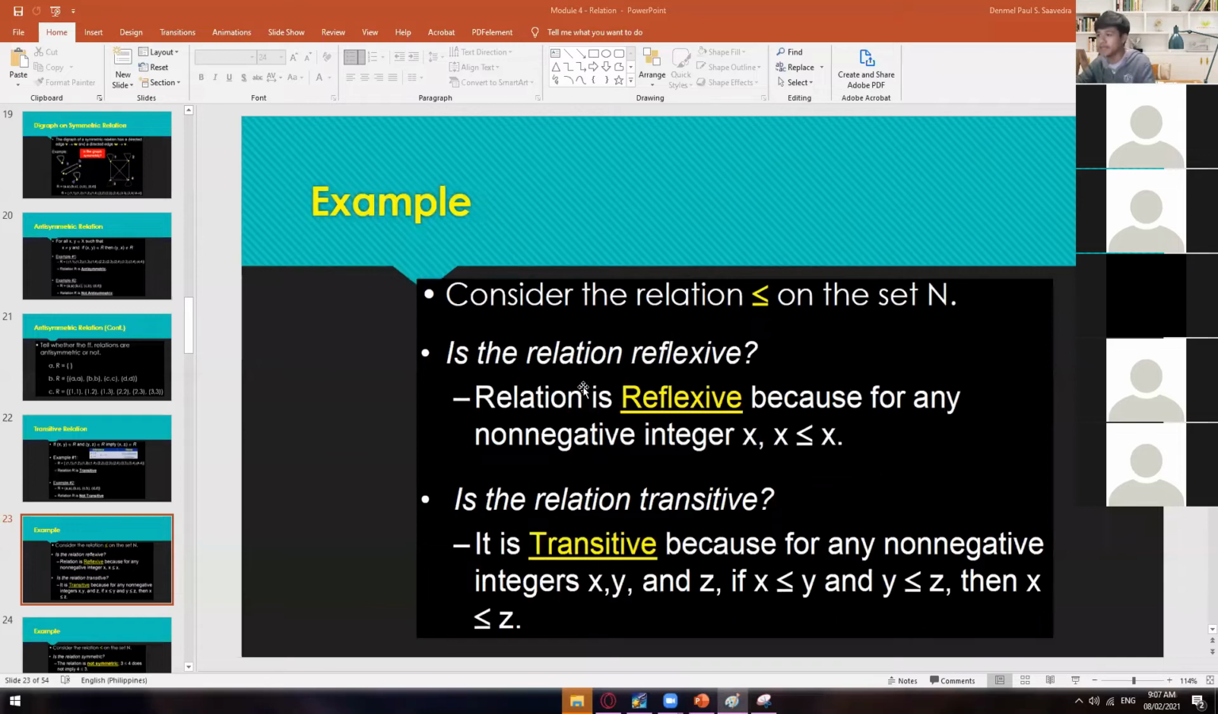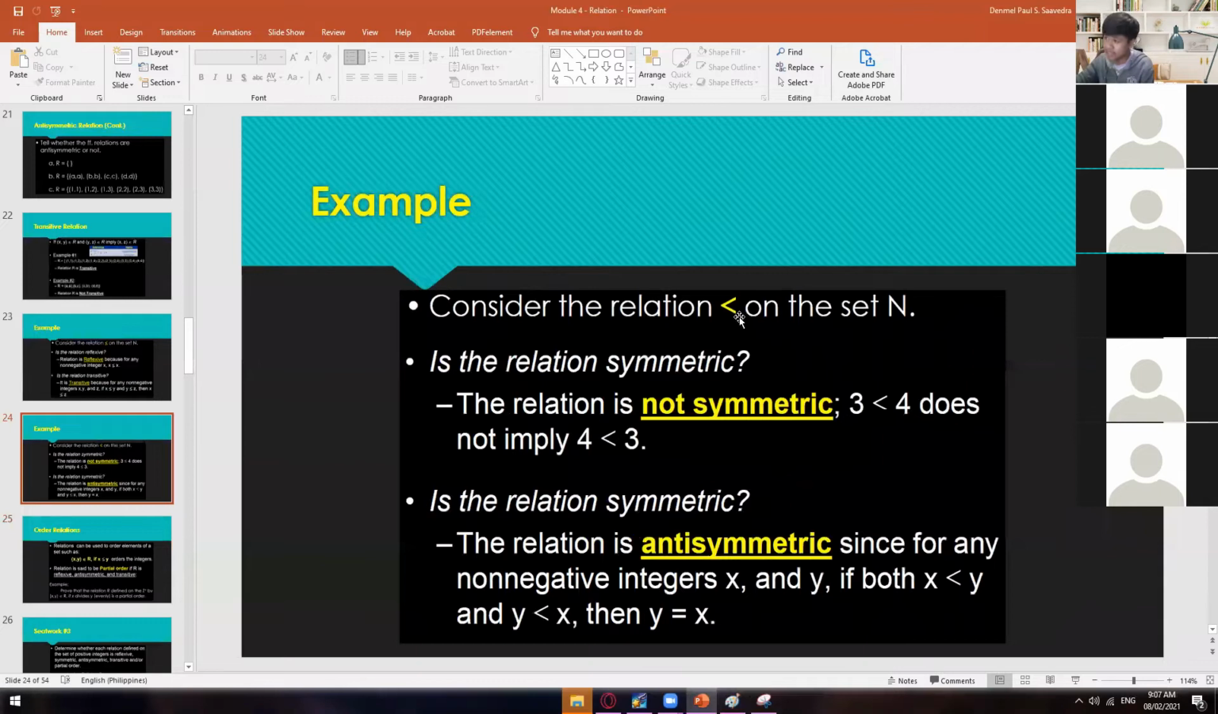How about the next one? So we have another condition here. Consider the relation less than on the set N. So is the relation symmetric? As you can see, this one is not symmetric anymore because we will never arrive at (3,3) and then (4,4), since we have to follow this condition.